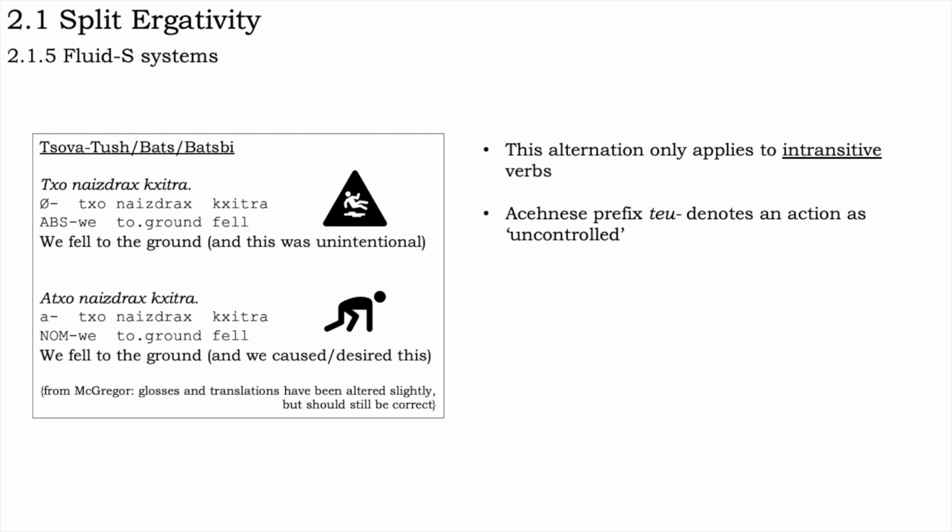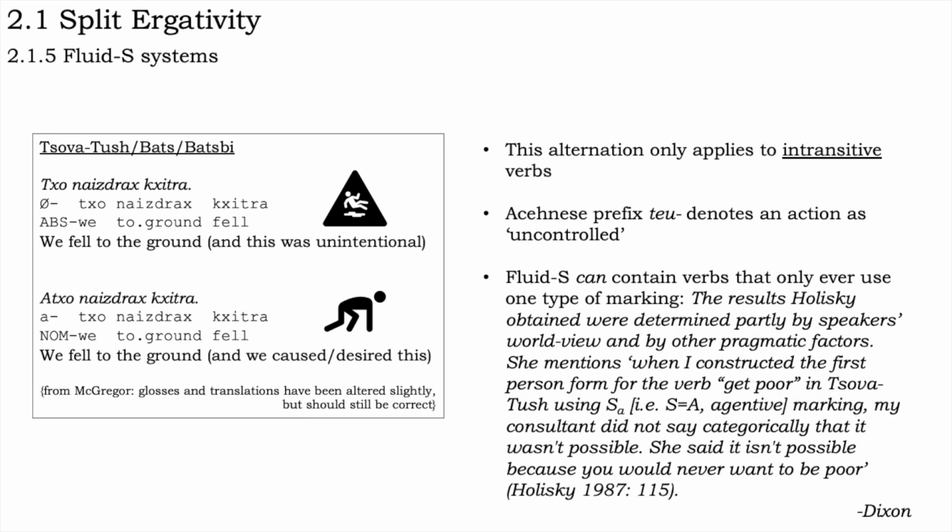As with split S languages, fluid S languages can certainly contain intransitive verbs, which are only ever used with one type of marking. However, unlike split S languages, this is not due to any inherent property of these words, but rather due to semantic, pragmatic, and cultural considerations, as this quote from Dixon about Tsovatush illustrates. The results Heliski obtained were determined partly by speaker's worldview and by other pragmatic factors. She mentions, "When I constructed the first-person form of the verb to get poor in Tsovatush using S equals A marking, my consultant did not say categorically that it wasn't possible. She said it isn't possible because you would never want to be poor."